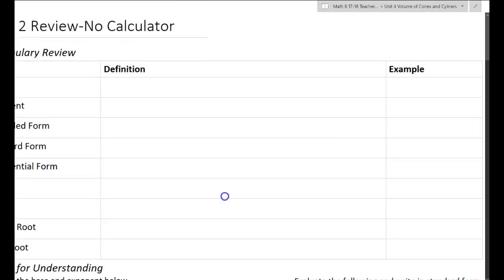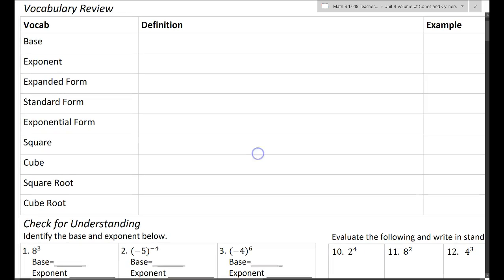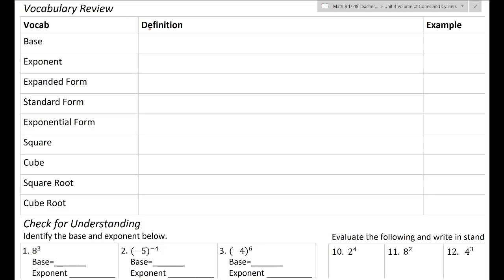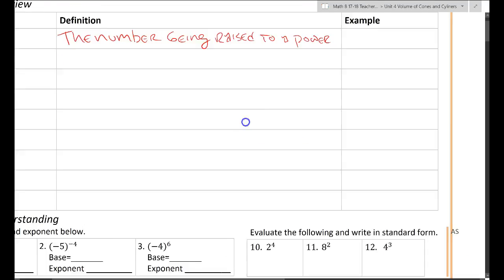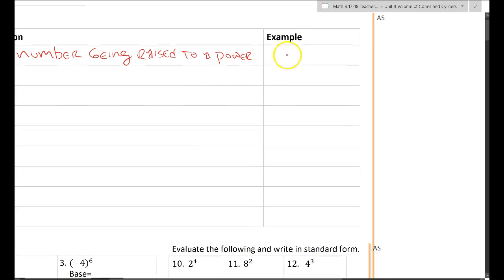So we're going to come in here and we are going to write down our definitions. We're going to proceed from there. Now the base of a number, remember Unit 2 was all about exponentials and the rules for exponentials. So let's look at this. The base is the number being raised to a power. It's also known very simply as the big number. So let's say I have 3 to the 5th power.